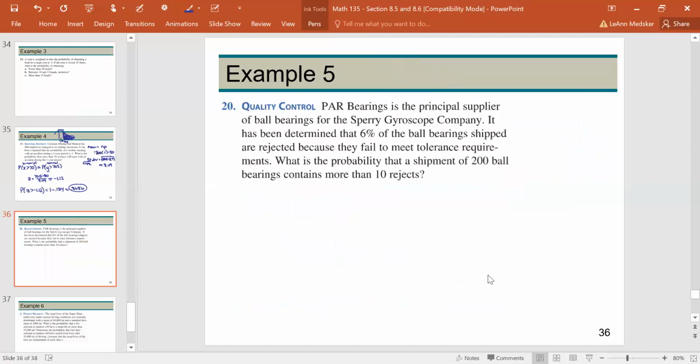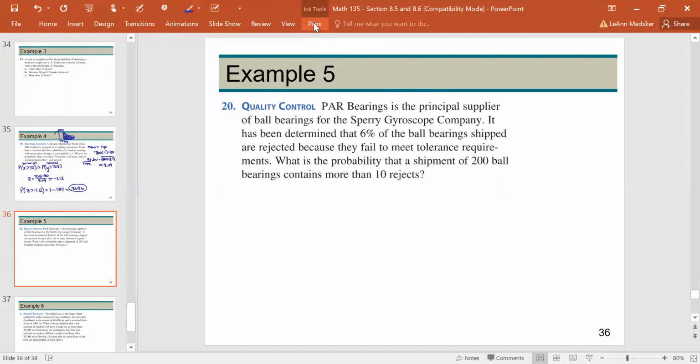Okay, so let's do number 5, example 5, which is a quality control problem. It says Par Bearings is the principal supplier of ball bearings for the Sperry Gyroscope Company. It has been determined that 6% of the ball bearings shipped are rejected because they fail to meet the tolerance requirements. What is the probability that a shipment of 200 ball bearings contains more than 10 rejects?